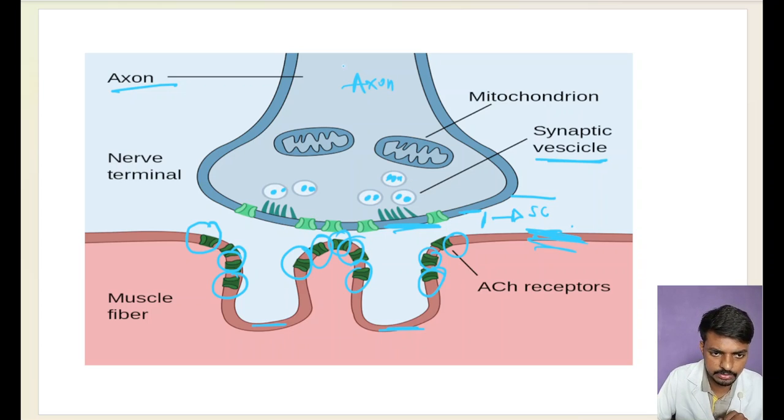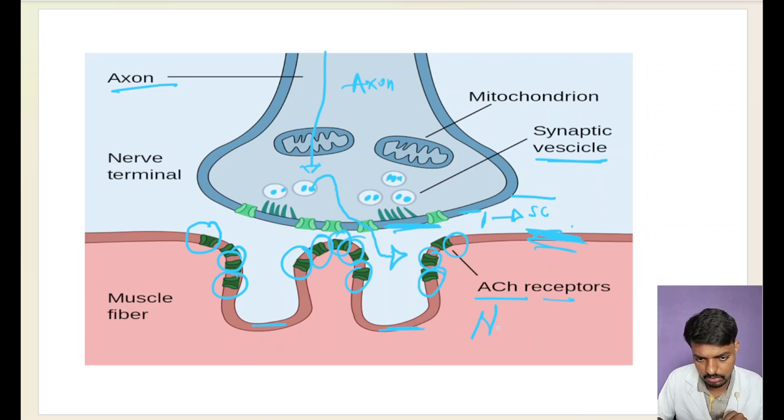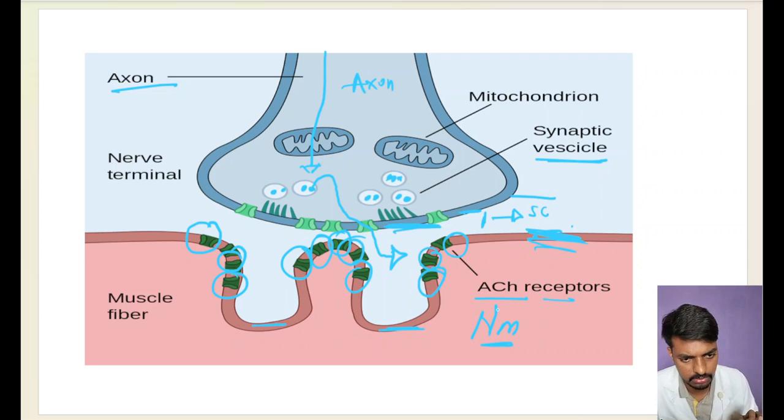When an action potential comes, when a nerve signal comes like this, from the vesicles the acetylcholine will get released. Acetylcholine will get released, and it acts on the receptors. These receptors are called ACh receptors. The receptors present on the muscles are called nicotinic muscarinic receptors. Very important. This is how we will study our neuromuscular junction.